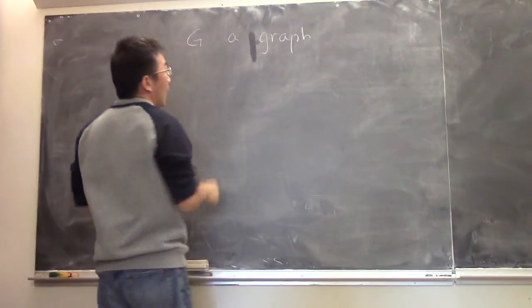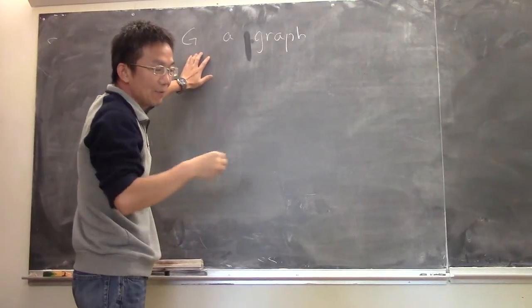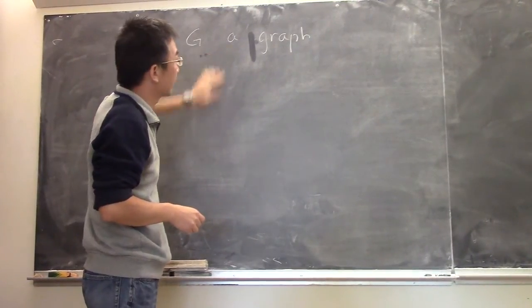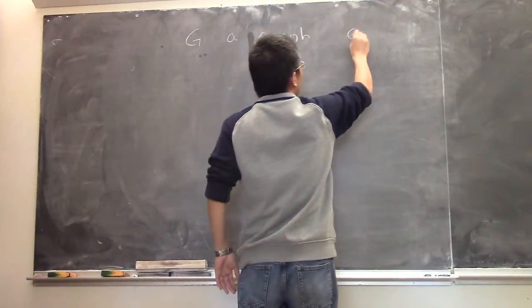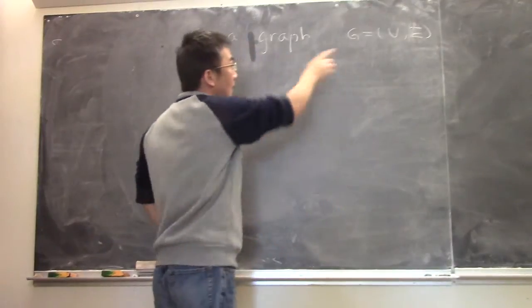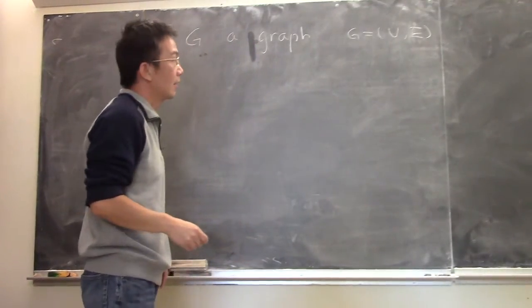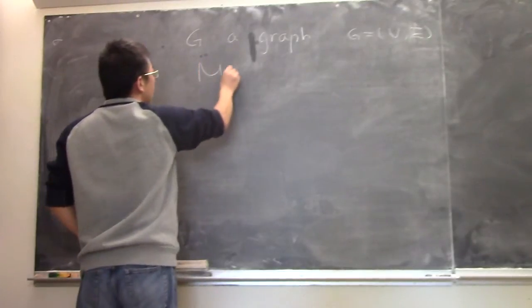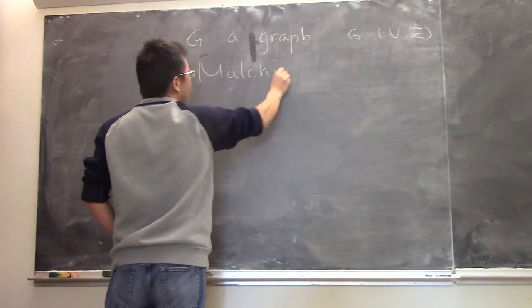Which means it has vertices and edges, right? And G we usually denote as (V, E). V is the set of vertices and E is a set of edges. And today we are interested in looking at the matching problem.